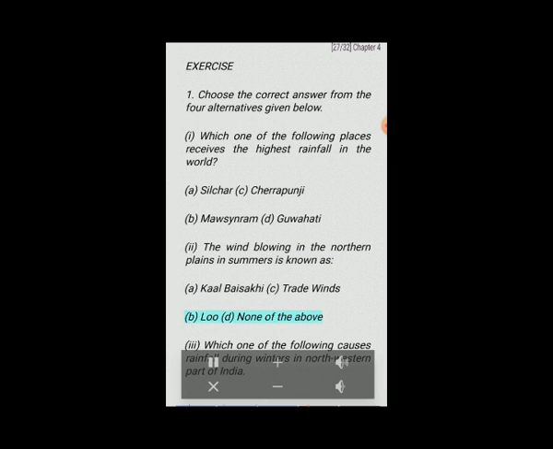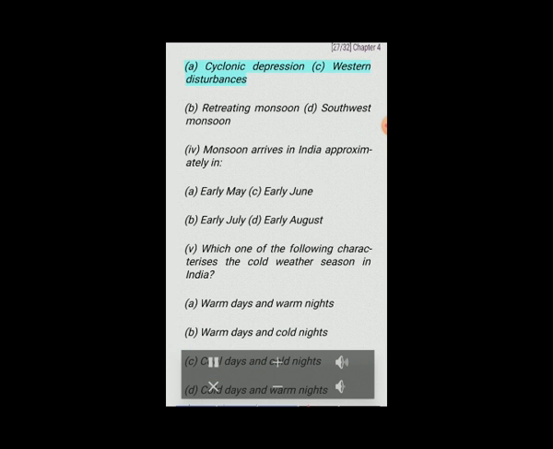Trade winds. B. Lu, D. None of the above. Which one of the following causes rainfall during winters in northwestern part of India? A. Cyclonic depression, C. Western disturbances. B. Retreating monsoon, D. Southwest monsoon.